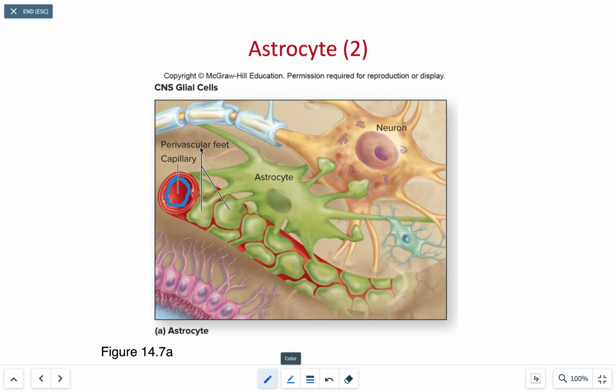They adjust the composition of the interstitial fluid by regulating the concentrations of, say, sodium, potassium, or carbon dioxide. And they also allow rapid transport of nutrients, ions, or dissolved gases between the capillary and the interstitial fluid, including into the neuron itself.